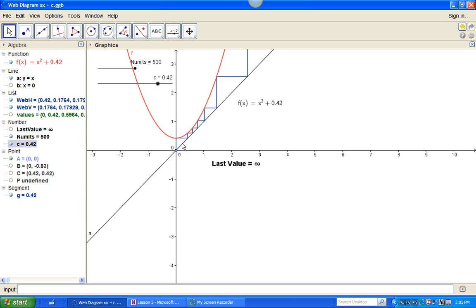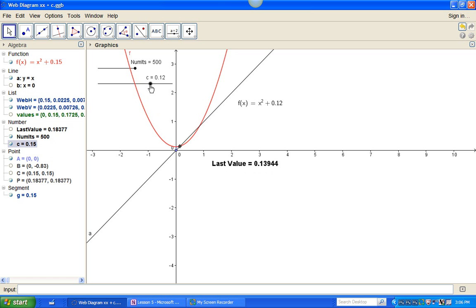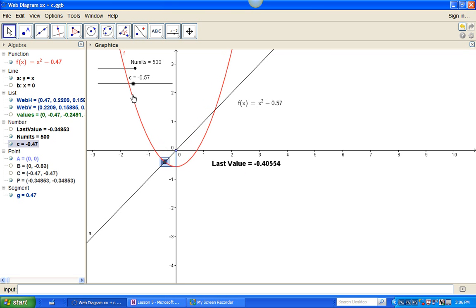If you watch this, we've got escaping here, starting with a seed of 0. Notice the last value is infinity. But as we move down, at the moment that the curve and the line y equals x become tangent to each other, that's the place where we no longer escape, and in fact we are converging towards some number. In this case, 0.49803 is what we get after 500 iterations. Looks like it's probably converging to 0.5. And from then on, for quite a while, we get convergence.